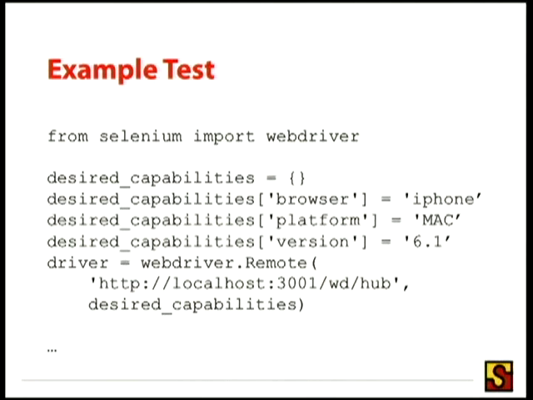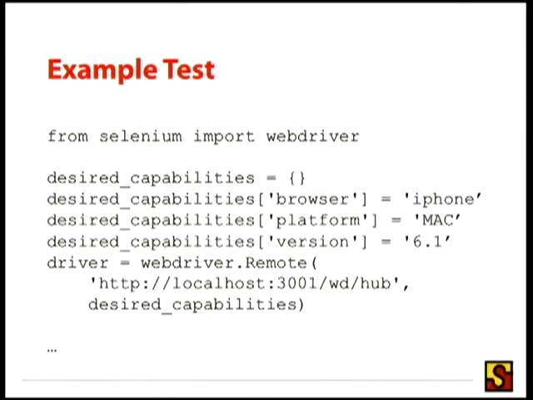So look at the bottom line. Driver equals webdriver.remote. I'm passing in a URL, and I'm passing in this desired capabilities object. So what does that do? Well, the URL is where it's supposed to send the commands. And the desired capabilities talks about what kind of browser you want. So in this case, I want an iPhone. Mac is the placeholder string that says make it an iPhone. And I want version 6.1.